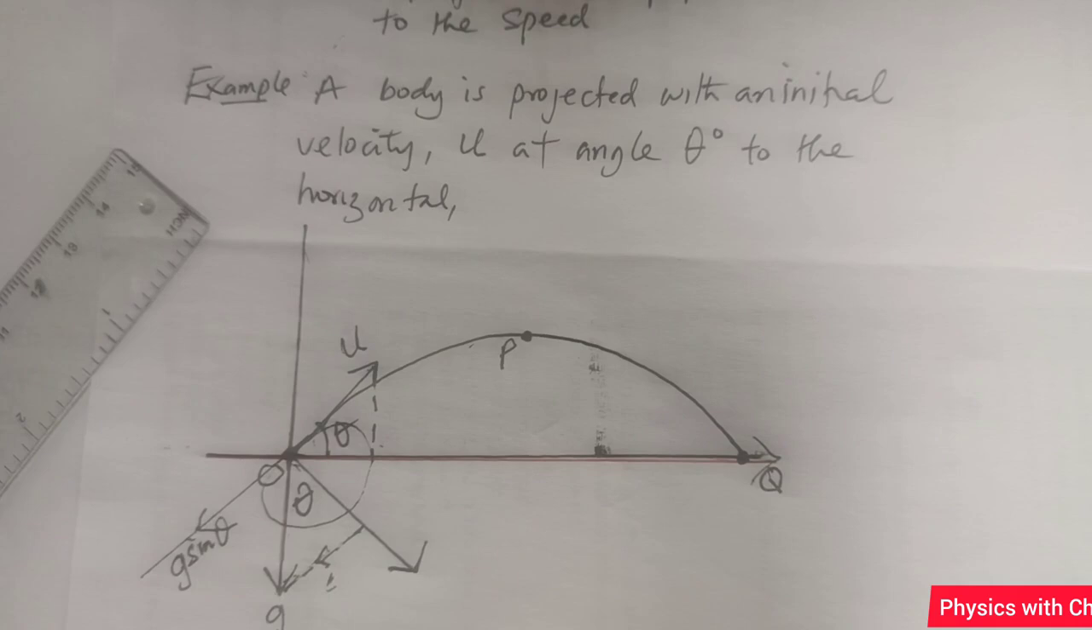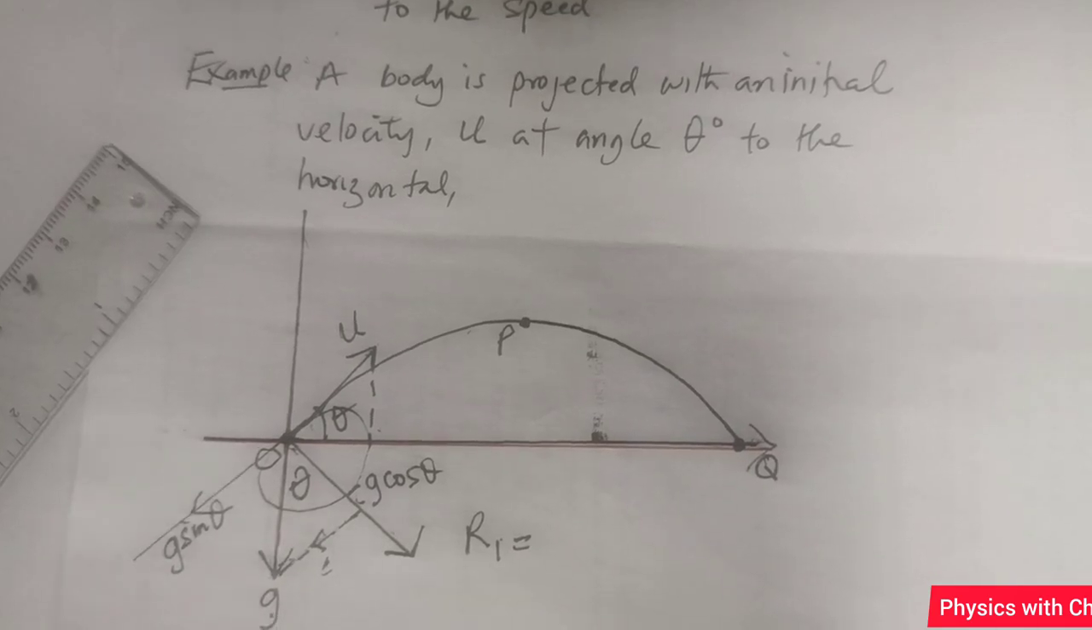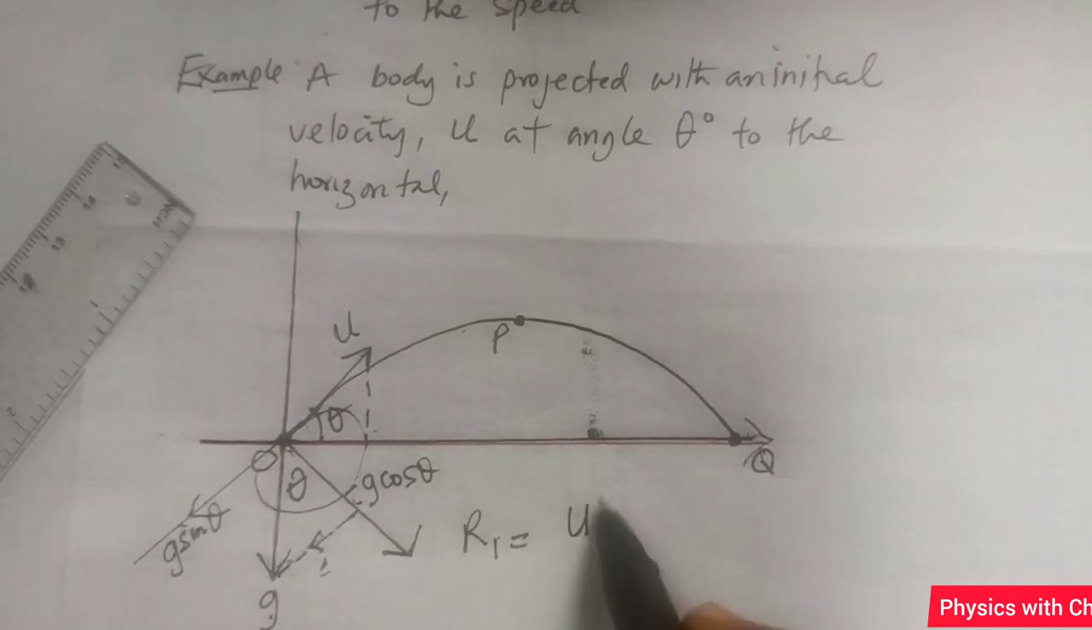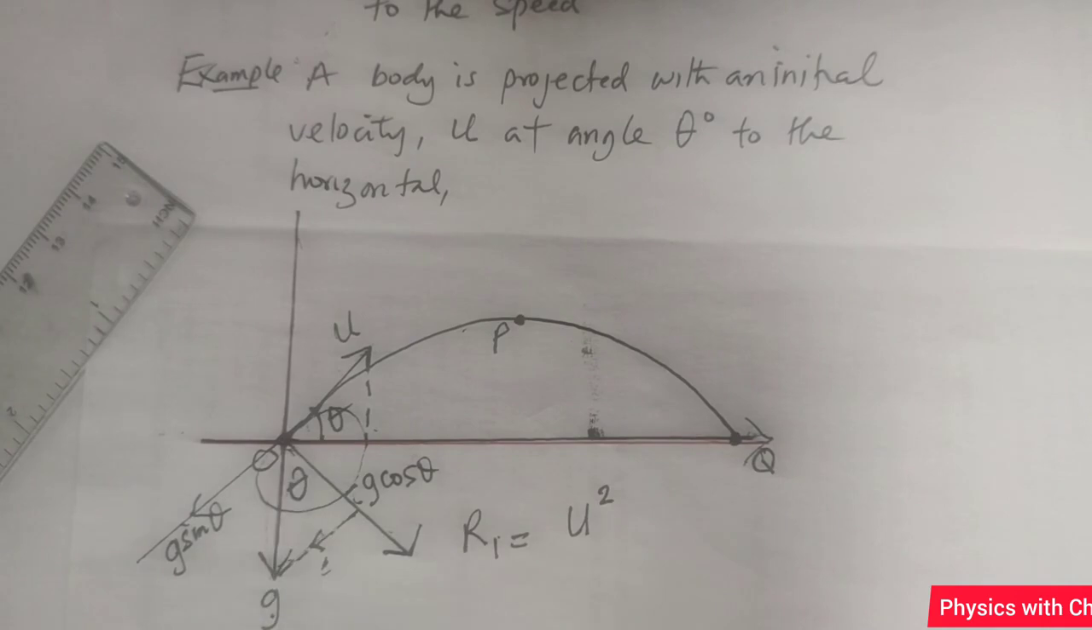Then I resolve for the component perpendicular to the direction of motion. That's going to be adjacent over hypotenuse, that is g cos theta. So the radius of curvature, let's call that R1, at point O will be given by u squared, the square of the speed at point O, which is the initial velocity, over the component of the acceleration perpendicular to the motion, which is g cos theta.